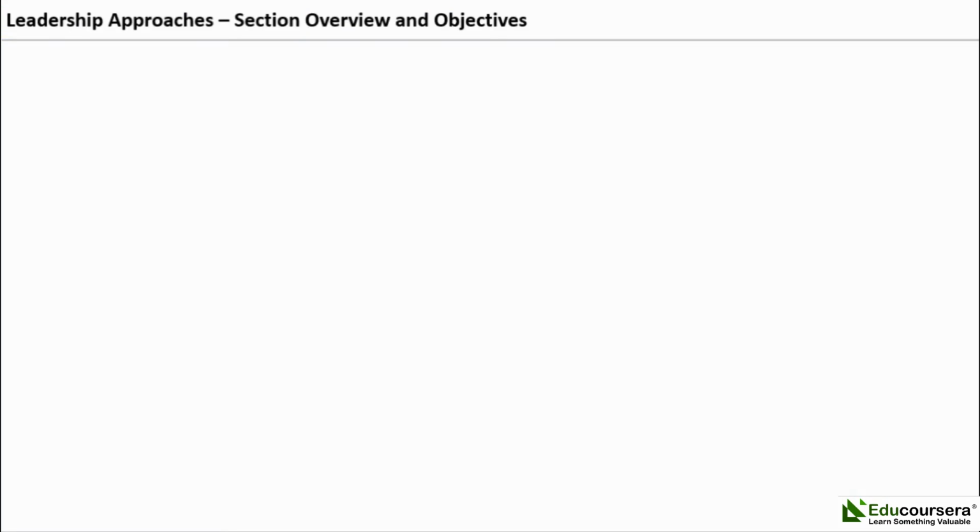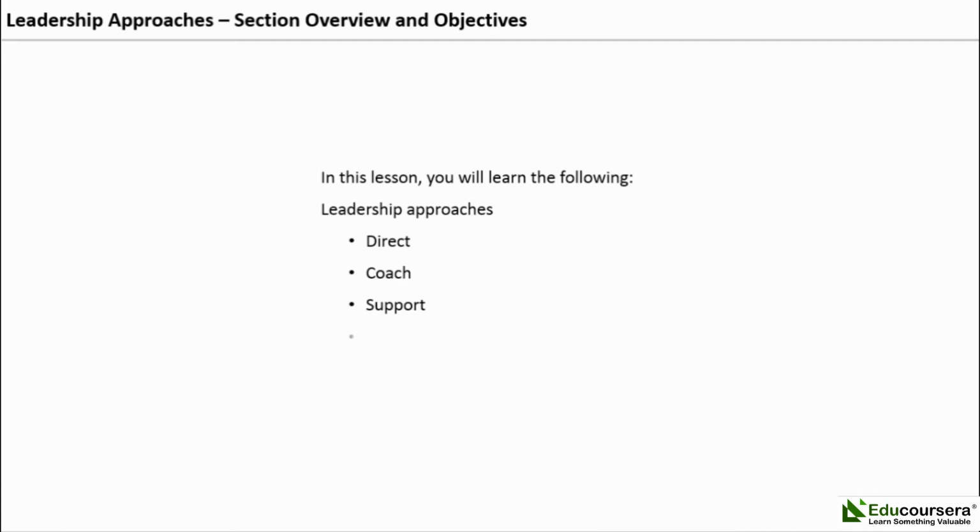Leadership approaches. In this topic, you will learn about leadership approaches: direct, coach, support, delegate. Leaders should be flexible in their leadership styles based on the maturity of the people they're leading and the details of the task. This approach is based on the Hersey-Blanchard situational leadership theory as discussed in the earlier chapter.